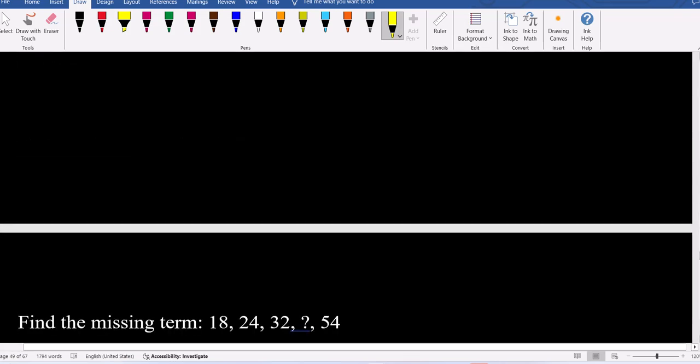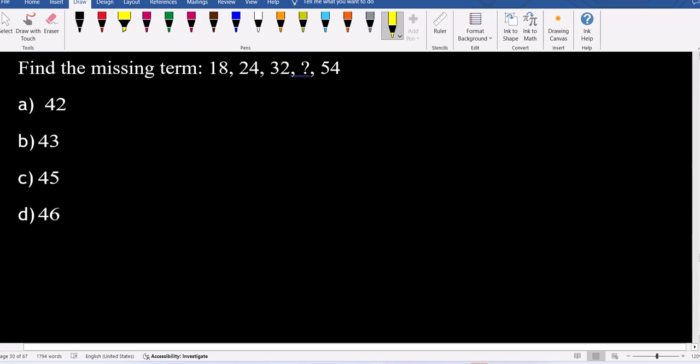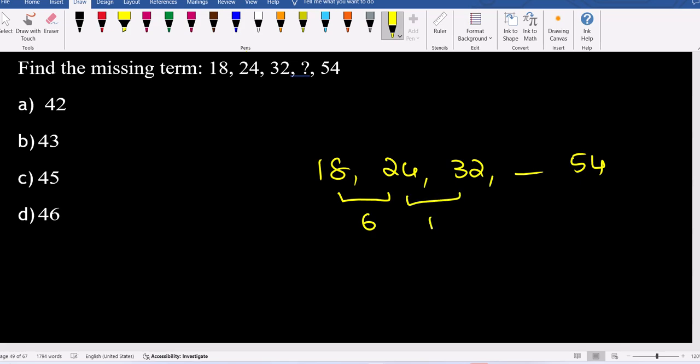Missing term. What's the missing term here? This might have no issues, it seems. So 18, 24, 32, blank, 54. If everything is correct, let's say this gap is 6, here 12. Again 6 means 38, 12 means 44. Okay, 18 divided by 3 is 6. In that way also no. 24 divided by 2. Divide by 3, divide by 2. Likewise we have to check. Fine, so blank, 54. What can we do here?